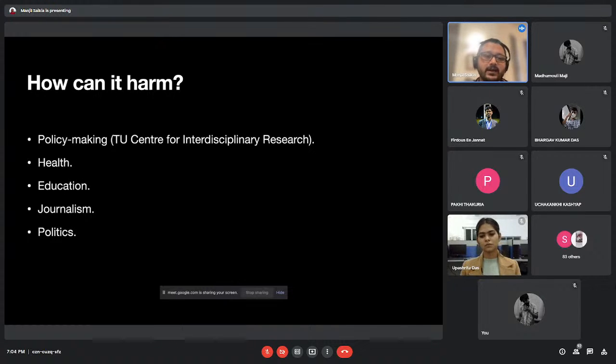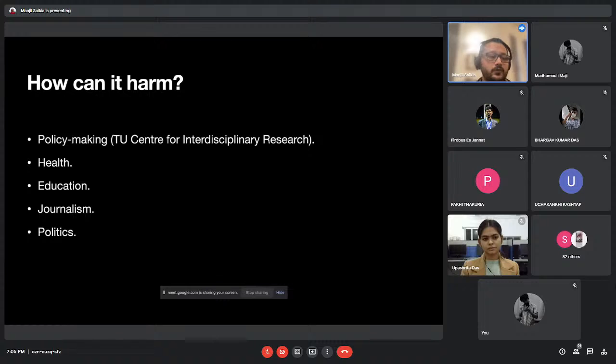So how can it harm? There are many ways that pseudoscience can harm, but these are the 5 most important things which I feel it harms the most. So it harms in policy making. For example, if a university like Tezpur University and its Center for Interdisciplinary Research claims to support pseudoscientific things like astrology, then it has a very big impact on policy making, because academics in TU have a hand in the policy making of Assam or of the Northeast. If somebody who believes in this sort of thing is in a policy making position, then that person would inherently have this bias, and they would try to show that bias in the policies that they make. And this is very important not to do.